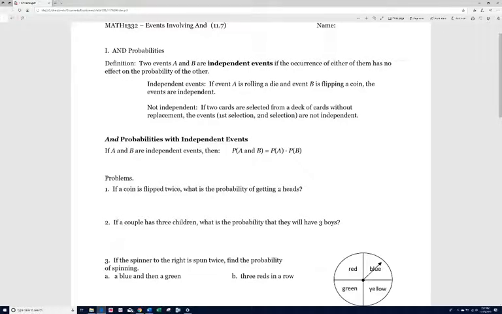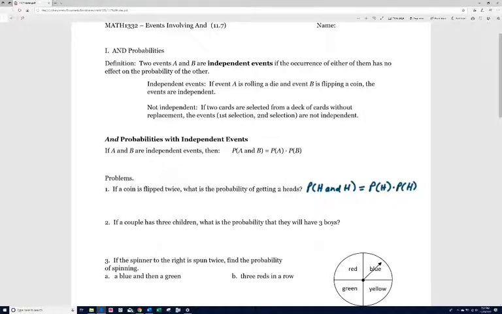And so that does affect the probability of the second event. So let's go ahead and do some examples. We'll start with independent events. It says here, if A and B are independent events, then the probability of A and B occurring is equal to the probability of A times the probability of B. So we just multiply the two probabilities. If a coin is flipped twice, what is the probability of getting two heads? The way we write this is the probability of getting a head and then a head is equal to the probability of getting a head times the probability of getting a head.